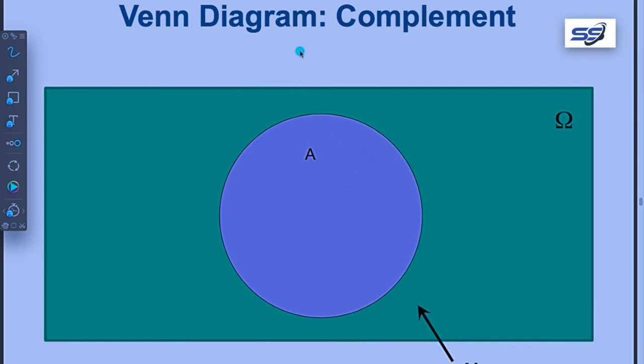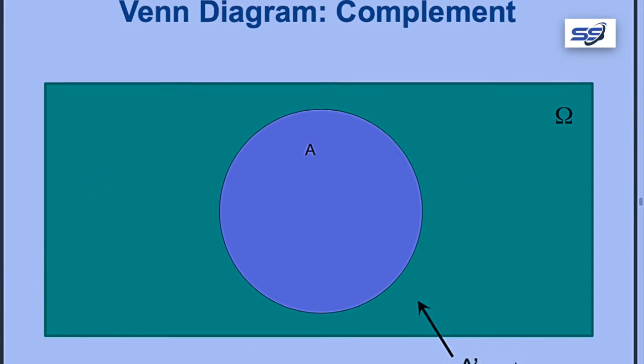Here is the Venn diagram for the complement set. Here the big box is the universal set denoted by omega. Here circle A is set A, and the green portion outside the circle is A complement.